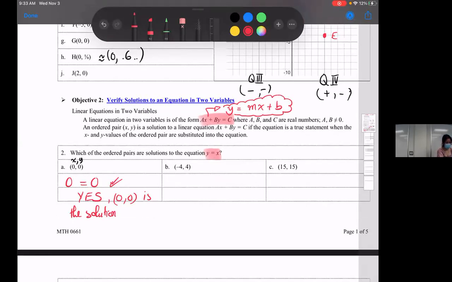How do you do it? Look into the equation they give you. The second point, I have -4 and then 4. -4 is your x, and 4 is your y. Are they equal? No. So -4, 4 is not a solution, at least for the equation y equals x. What about 15, 15? Yes. It is a solution.